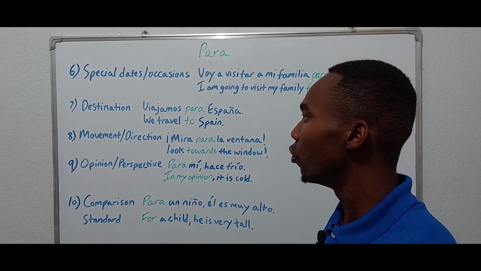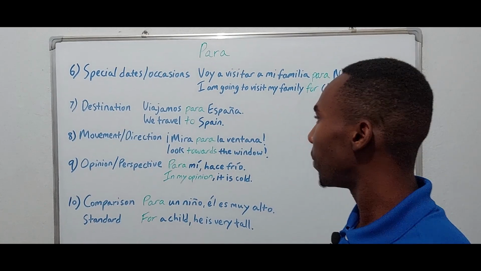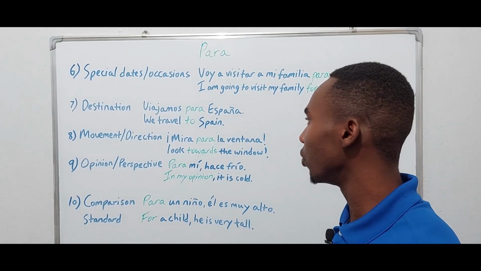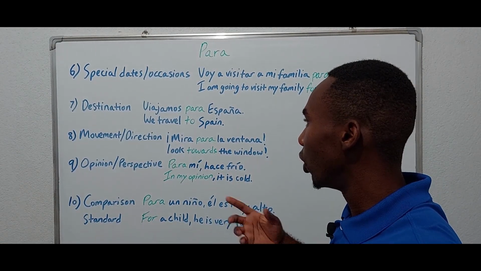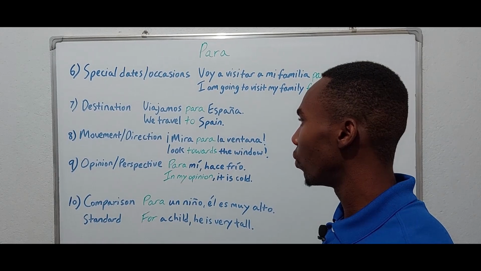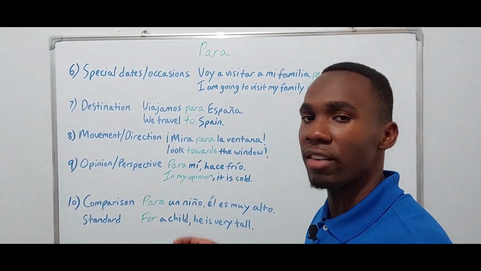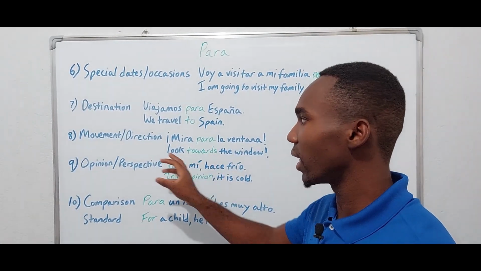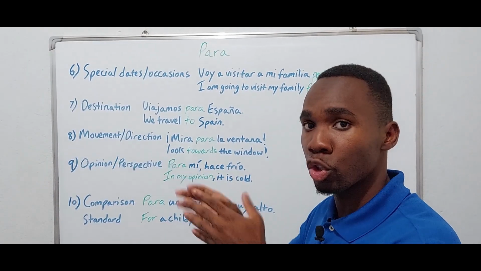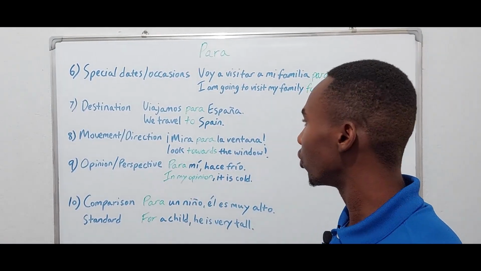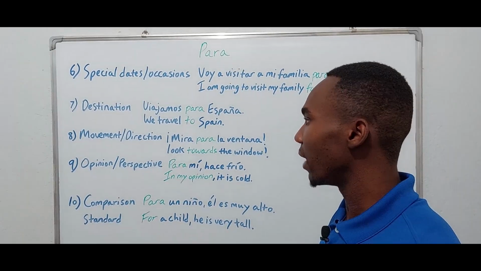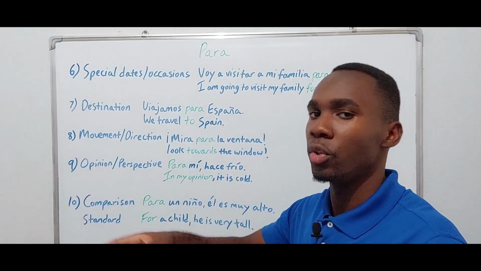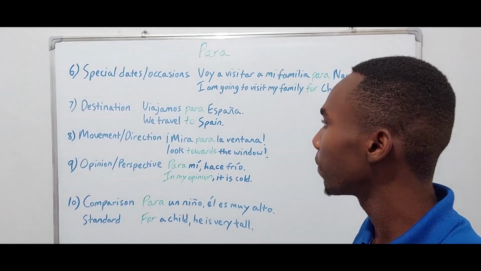8. Movement or direction. "Mira para la ventana." And of course, this is a command, right? And this is an affirmative command. And you would say, look towards the window. So, where to look or in which direction to look? Towards the window, right? So, para in this case, when it comes to direction, means towards or to, right? So look towards the window. Anytime you want to express movement towards something or the direction of to, you would use para, right?